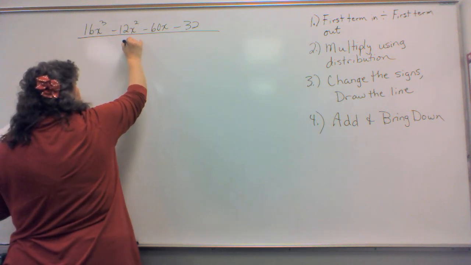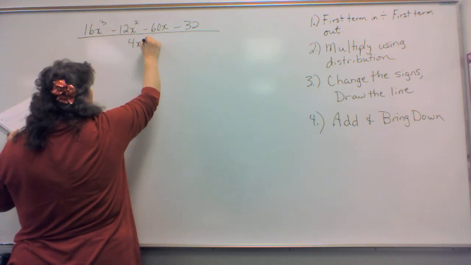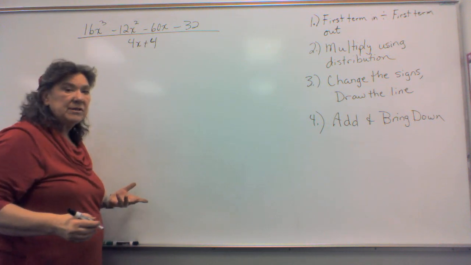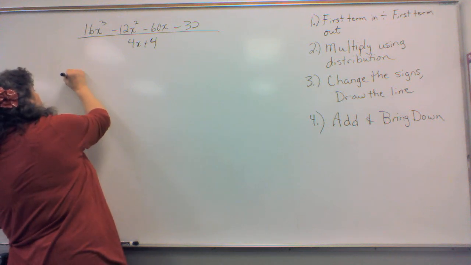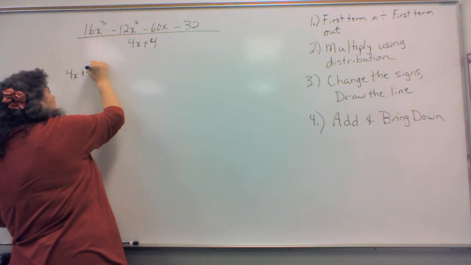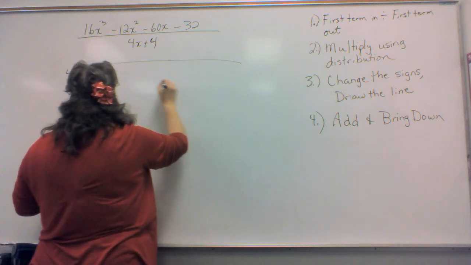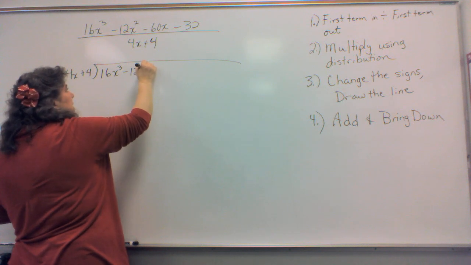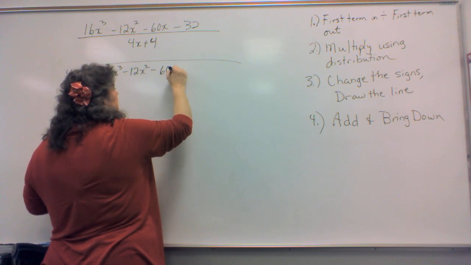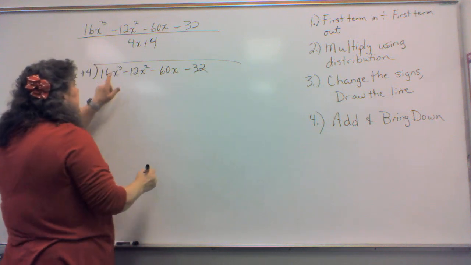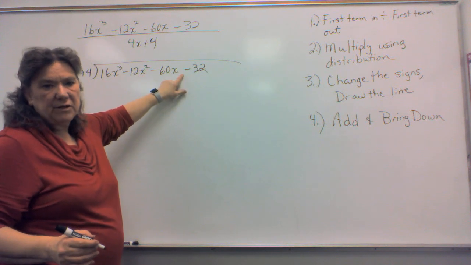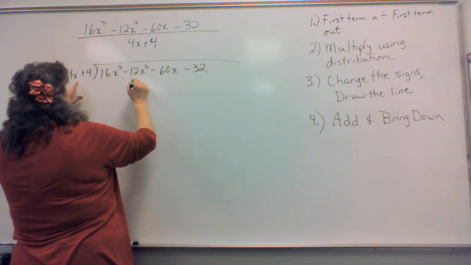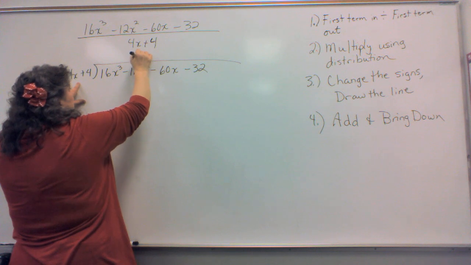This is going to divide by 4x plus 4, sorry. Okay, again, let's put it in long division format. 4x plus 4 is dividing into 16x cubed minus 12x squared minus 60x minus 32. Notice your exponents have to be in descending order. Very important.